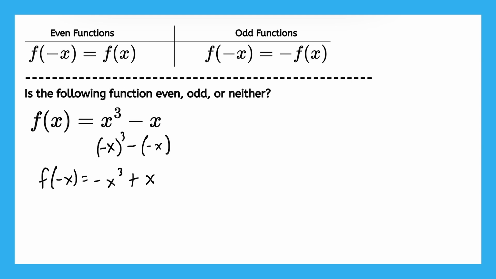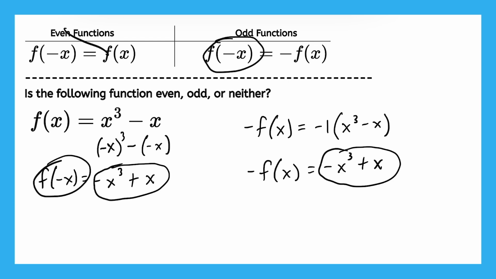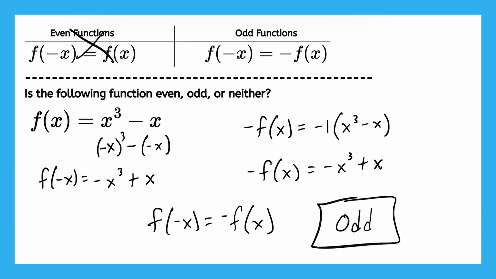Now if it were even, we know that it would immediately be the same as f of x, which is this original function. Is x cubed minus x the same as negative x cubed plus x? No. So we know it's not an even function. What about an odd function? Let's see if negative f of x turns out to be the same as our result here when we simplify. Alright, so there we have the whole function multiplied by negative 1. Now let's distribute this negative 1 to both terms. And look at that. We get negative x cubed plus x and negative x cubed plus x, which means that f of negative x is equal to negative f of x. So we have an odd function. And that's the answer. Let's do one more example.